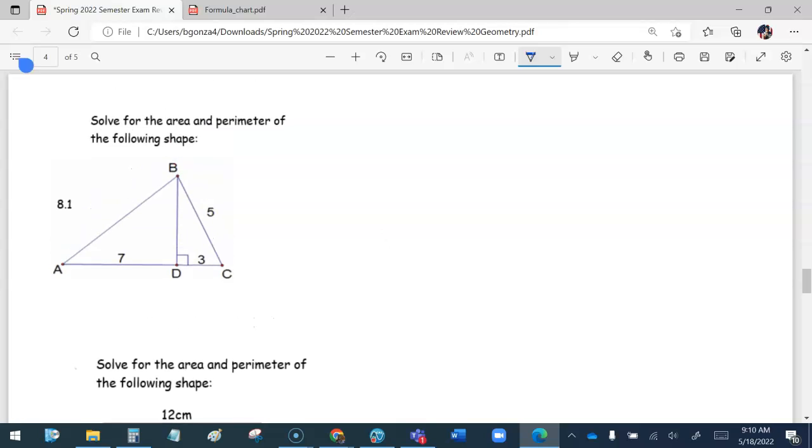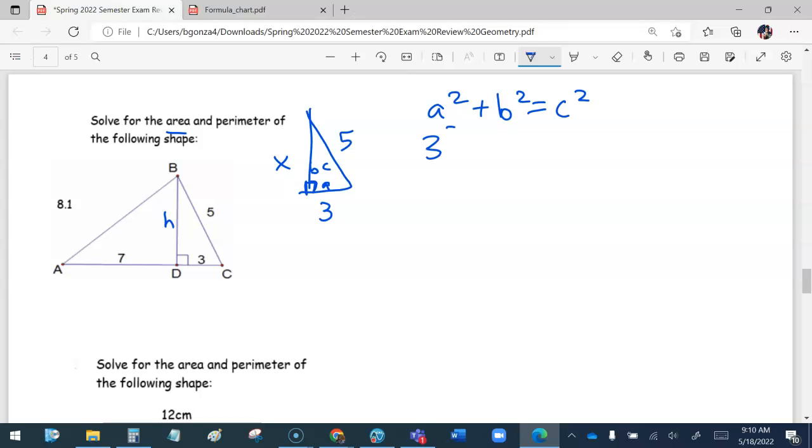Now, before you can find the area of this shape, we need to know the height. So we can do the Pythagorean Theorem with 3, x, and 5 in a right triangle. We have a, b, and c. A squared plus b squared equals c squared. Now, this is a triple. We've done this before, but if you don't remember, you square 3, you get 9. You square 5, you get 25.